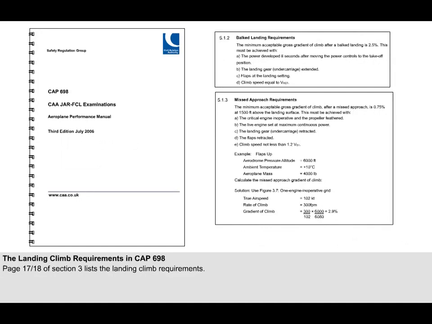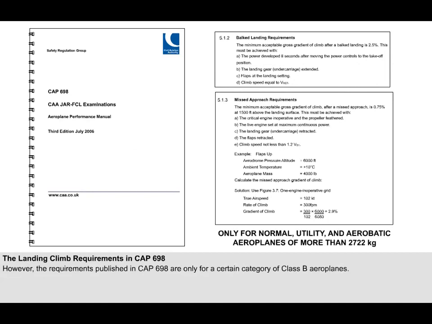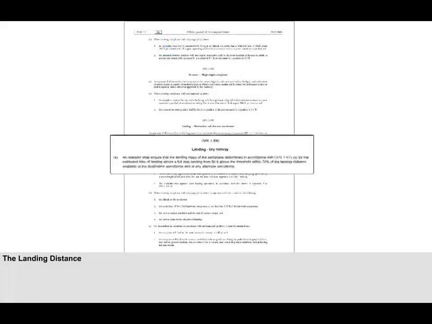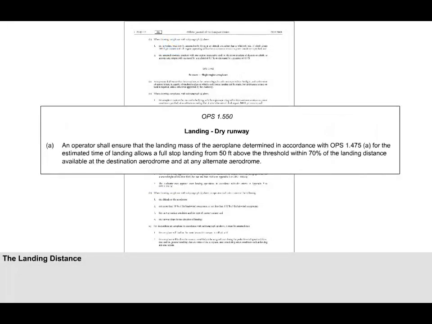However, caution must be exercised. The climb gradient requirements mentioned here are specific to aeroplanes in the normal, utility and aerobatic category of more than 2,722 kilograms, and therefore only represent a portion of the requirements for multi-engine Class B aeroplanes. Having discussed the landing climb requirements, let us now turn to the landing distance requirements.